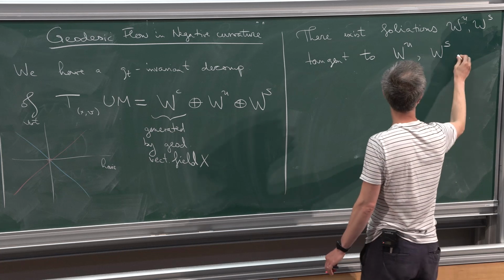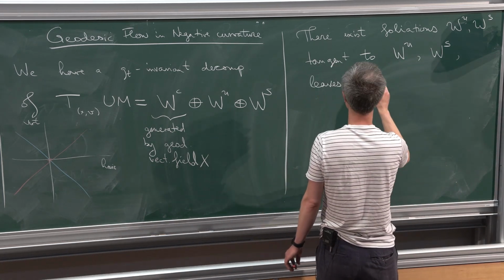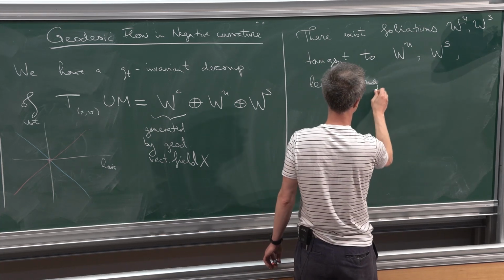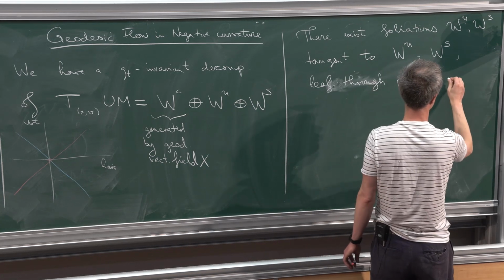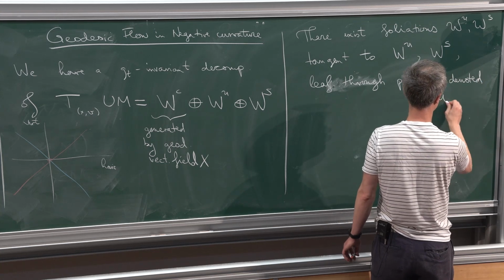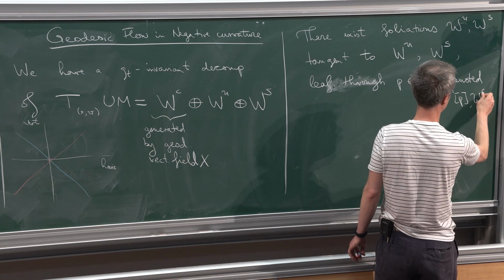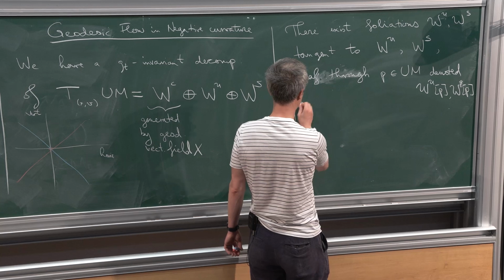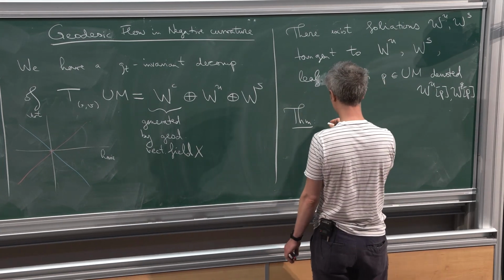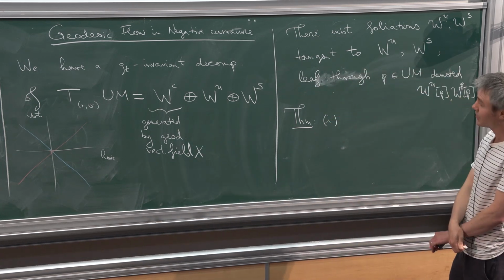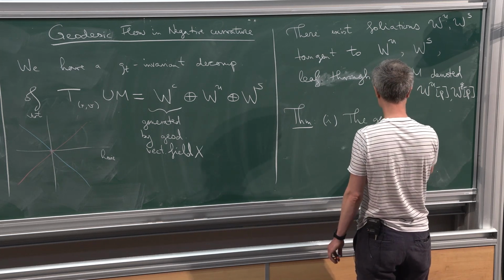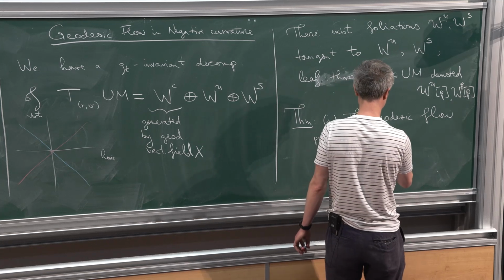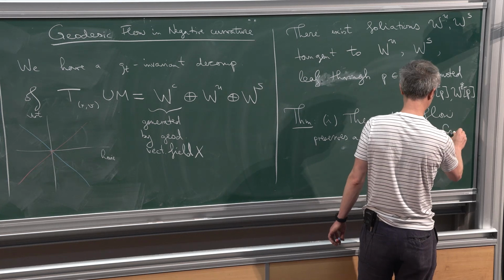And so the leaf through a point P in UM is going to be denoted, let's say, W^u bracket P, or W^s bracket P. And the first main theorem about this geodesic flow is the fact that, well, the first observation, for which you don't need negative curvature, is that the geodesic flow preserves a natural volume form on UM.